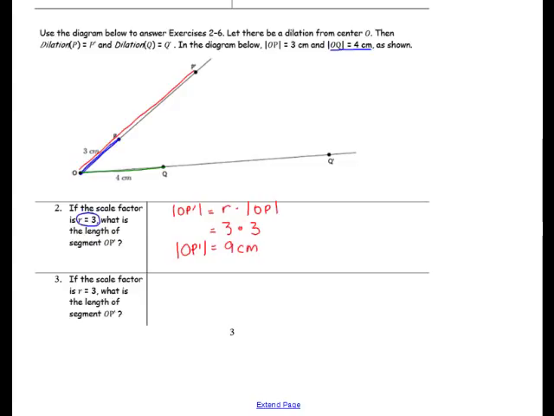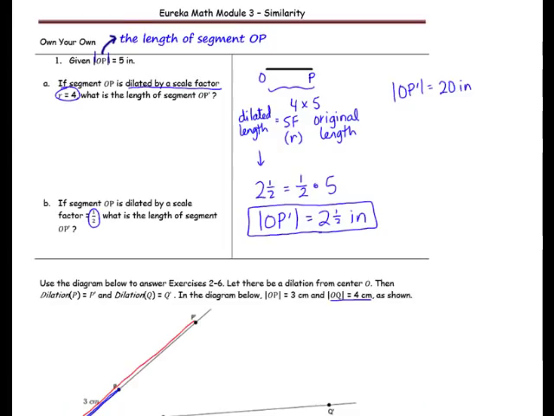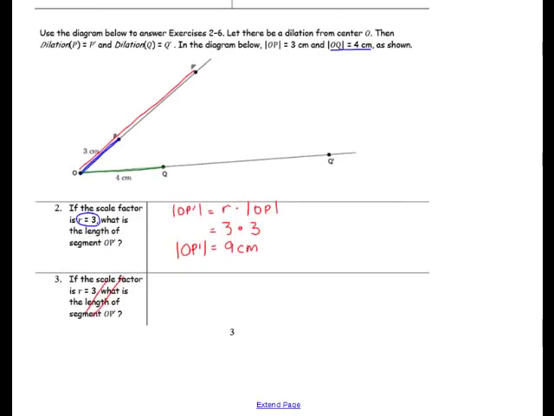Question 3. If the scale factor r equals 3, what is the length of segment OP prime? That's the exact same question, so let's turn to the next page. Use the definition of dilation to show that your answer to exercise 2 is correct. The definition is right here. Let's just write it above it.